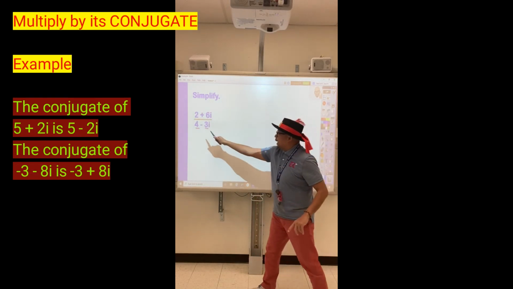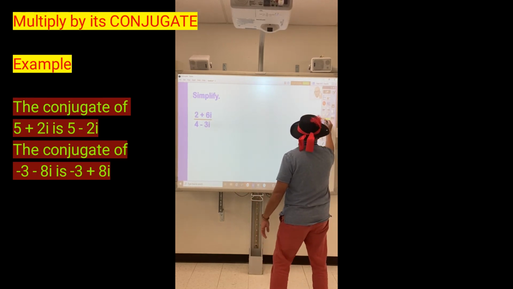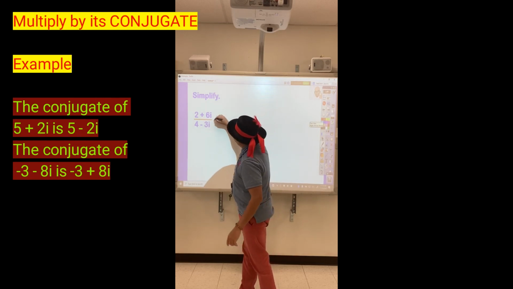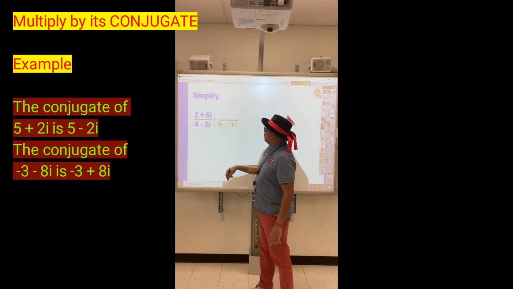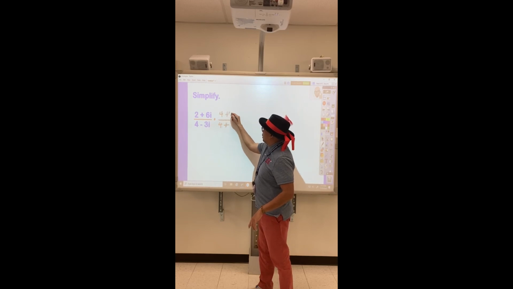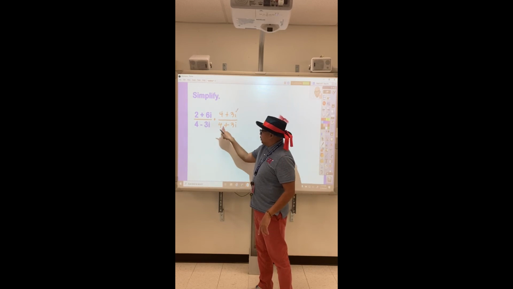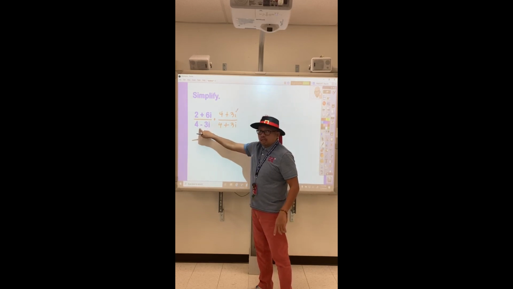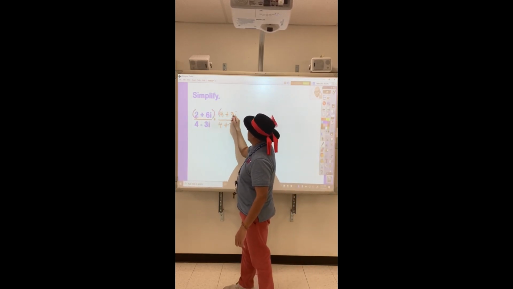But here it is a binomial, there are two terms, so what do we need to do here? You have to multiply it by the conjugate. Conjugate means copy the 4 and copy the 3i, but flip the sign of the middle term. This will be positive. And same thing over here, 4 plus 3i. Make sense? If this is negative, make it positive here. If this was positive, this will be negative. Clear? Good.